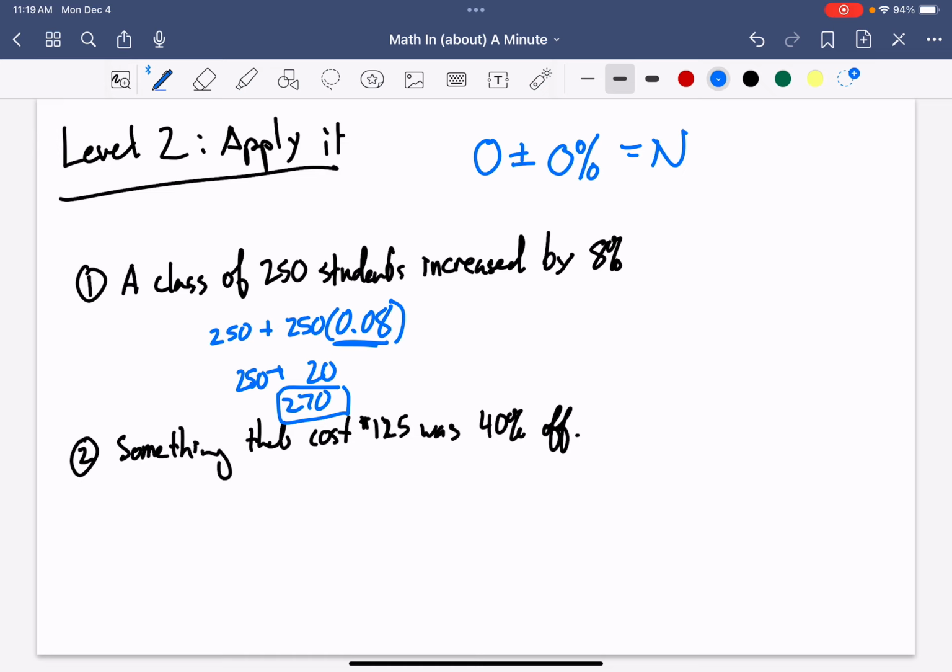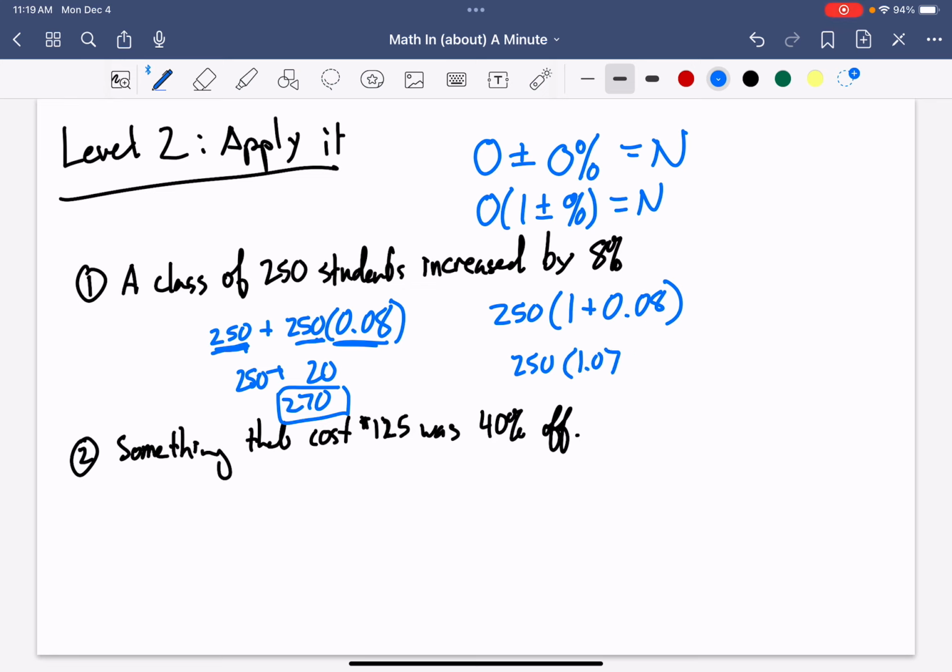Another way you can do this is realizing that we already have a full amount here with the 250, and we could have the 250 factored out and go 1 plus 0.08. So our formula will be the original times 1 plus or minus our percent, and that could also equal the new. If we do that, we'll get 250 times 1.08.